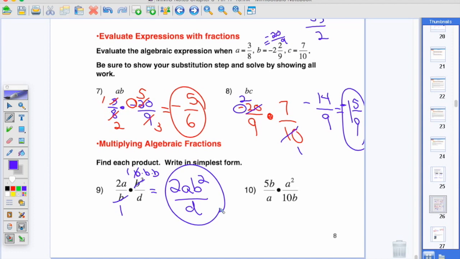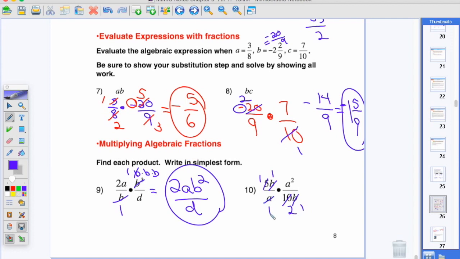In number 10, I have 5b over a times a squared over 10b. I'm going to start by cross-canceling my numbers. So 10 and 5 have 5 in common, so I'm going to divide out 5 from the numerator and the denominator, so I'm left with 1 and 2. I can also cross-cancel those b's, so I'm left with 1 and 1.